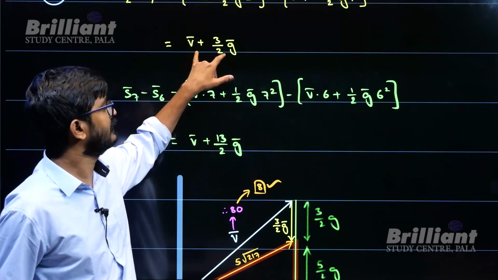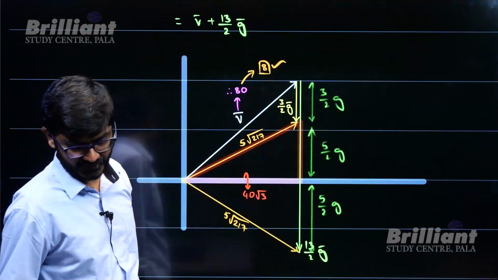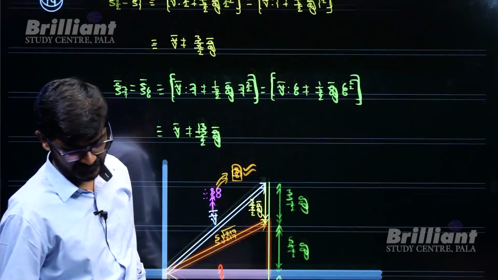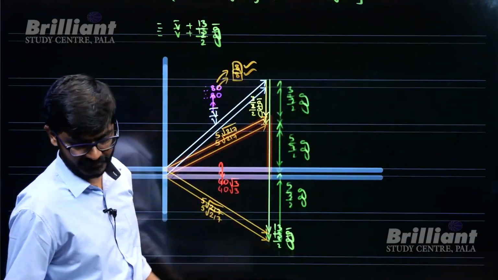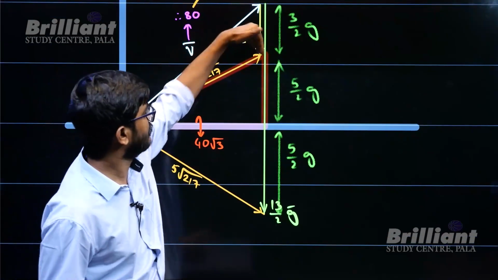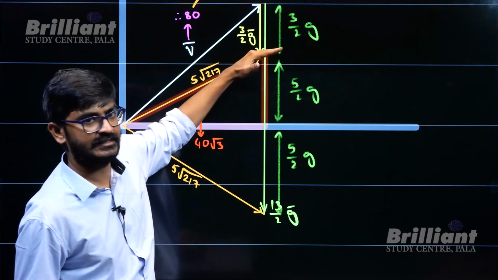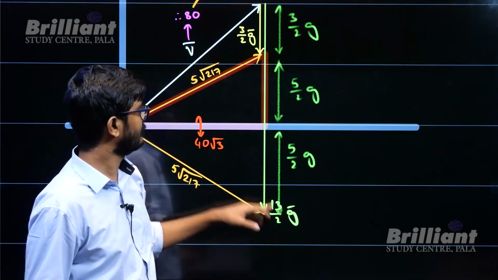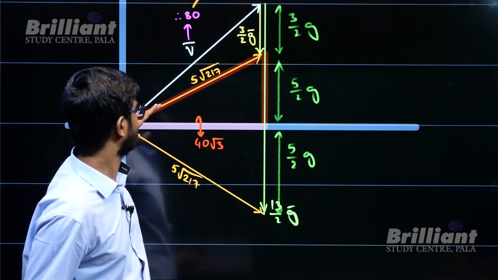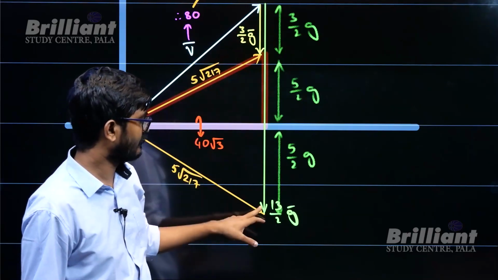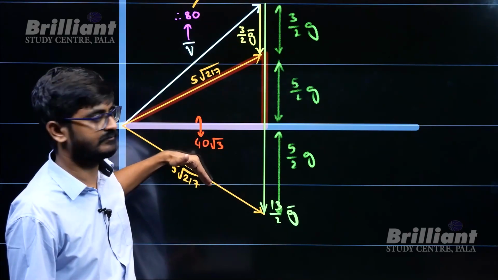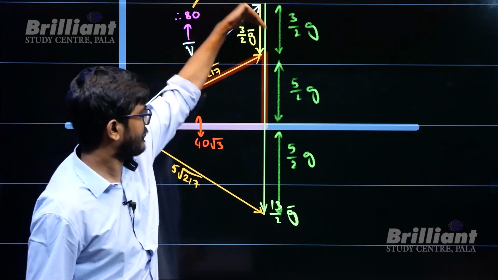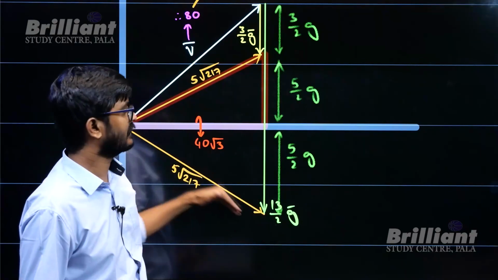Now look at this one carefully. How I am drawing is v bar plus 3 by 2 g bar, and v bar plus 13 by 2 g bar. So v bar plus 3 by 2 g bar, this is the displacement in the 2nd second. Now displacement in the 7th second is v bar plus 13 by 2 g bar. But I know the resultant has to be magnitude wise this much. So I have drawn it such that this magnitude and this magnitude will be the same. These two must be equal in magnitude.